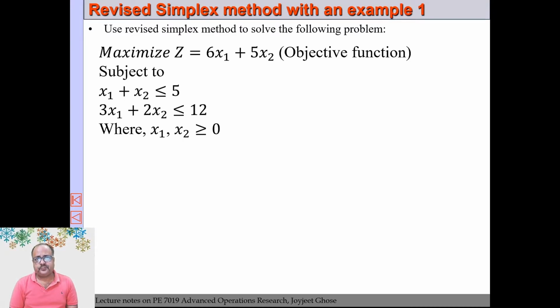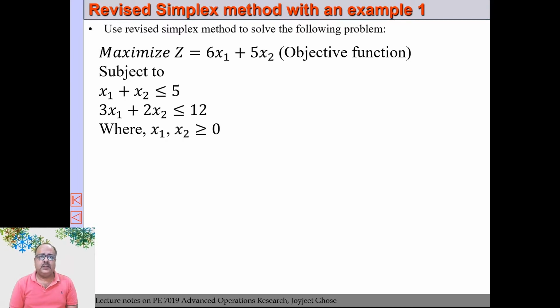Also, for those who will be watching this video, I recommend that before you see it, please revise a little bit on matrix multiplication methods, because we will be extensively using matrix multiplication in this method. So let's start. We'll start with an example.